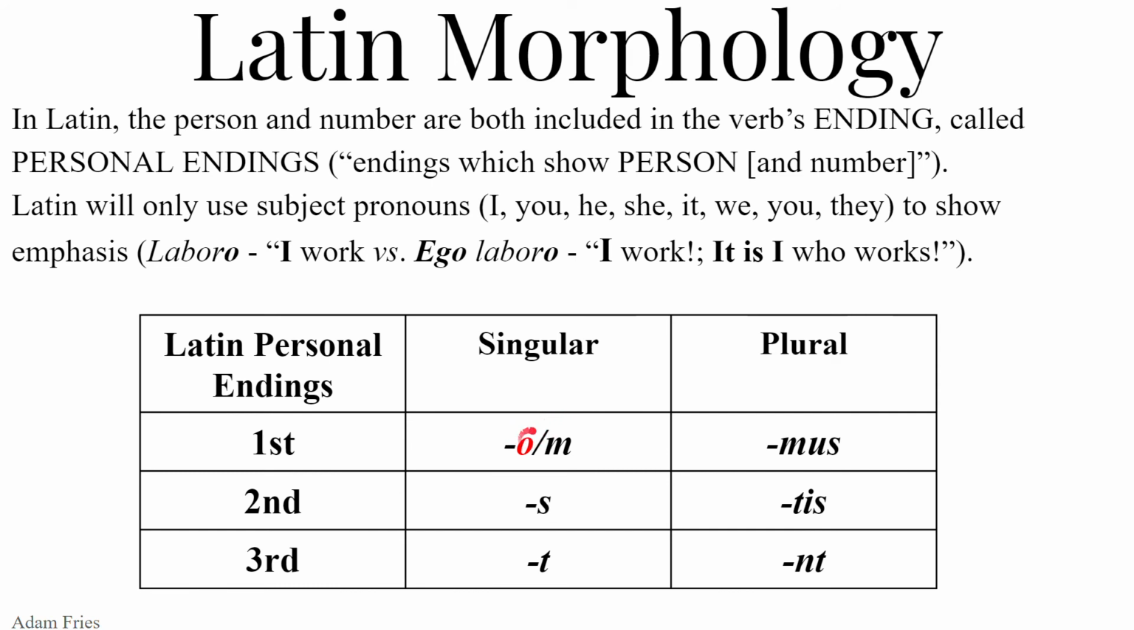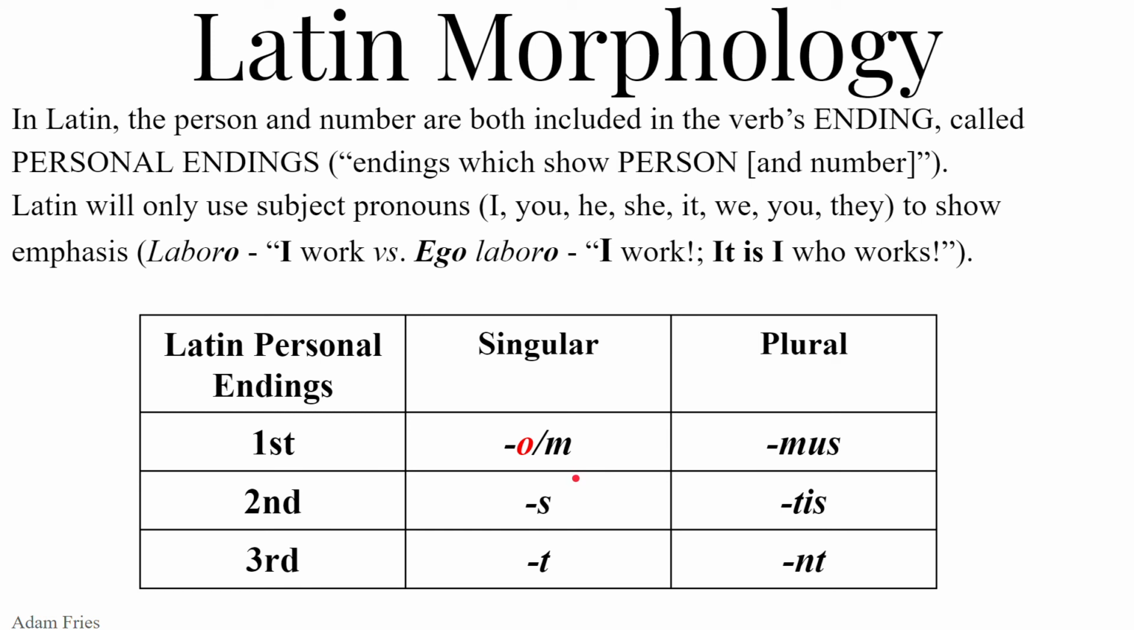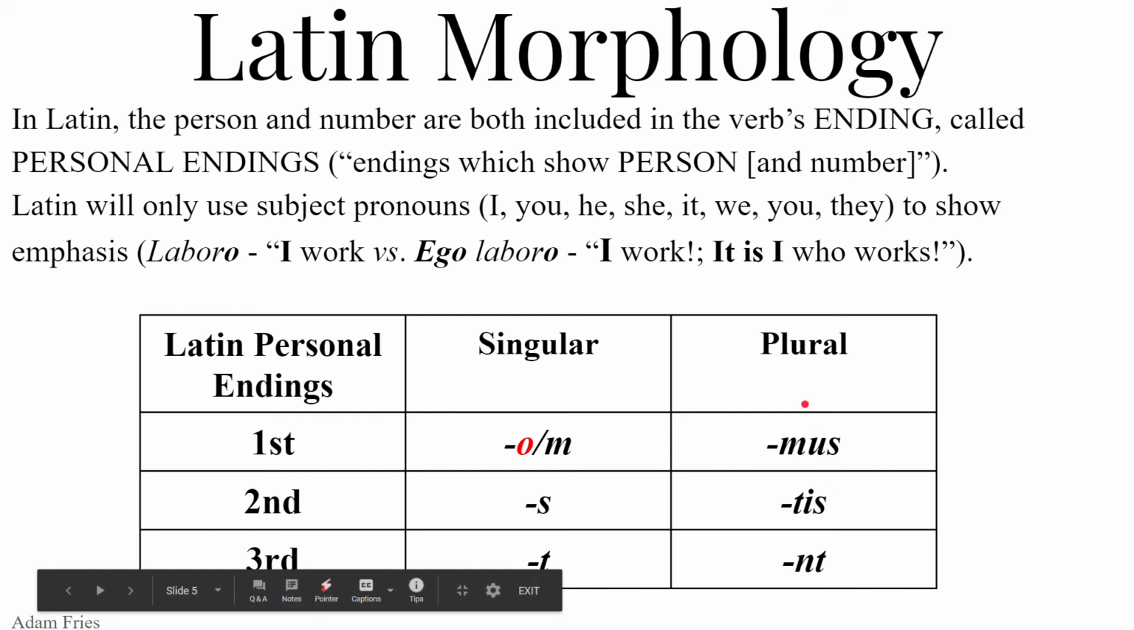If the verb ends in O, sometimes an M, first person singular, that's I. I am doing the action. If the verb ends in S, that's second person singular, you are doing the action. If the verb ends in T, third person singular, he, she, it, a nominative singular is doing the action. And then first person plural is mus, second person plural is tis, and third person plural is unt. So we have O/M, S, T, mus, tis, unt.